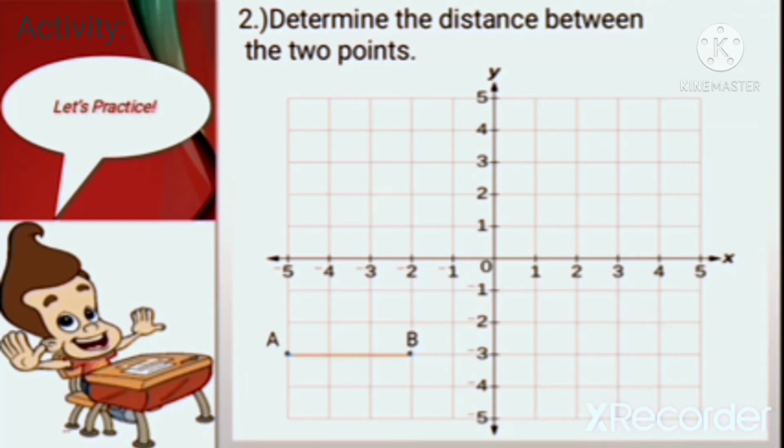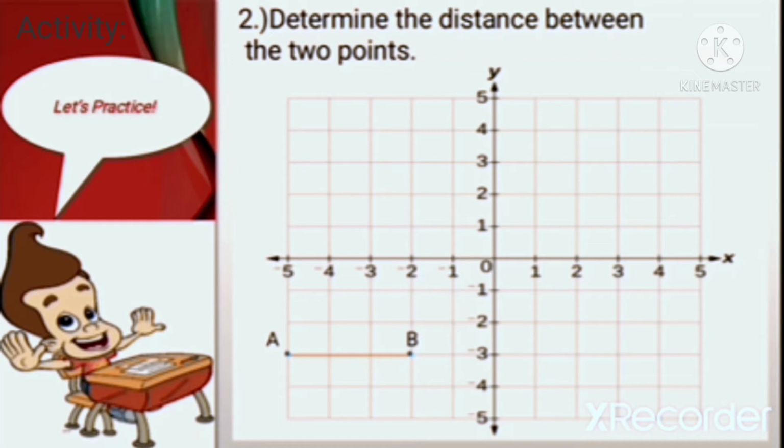How about number 2? So determine the distance between the 2 points. So now, what is the distance between the 2 points, from A to B? Is it 4? Nope. 2? Nope. Okay, that's 3. You're right. 3 is the distance from A to B.